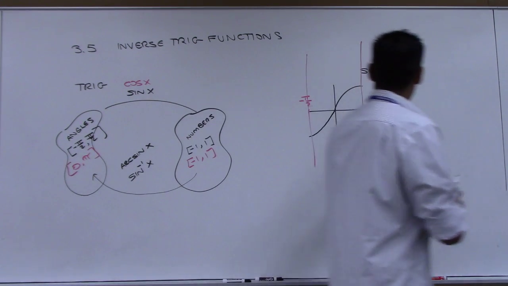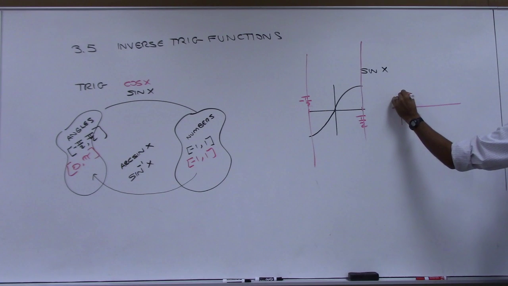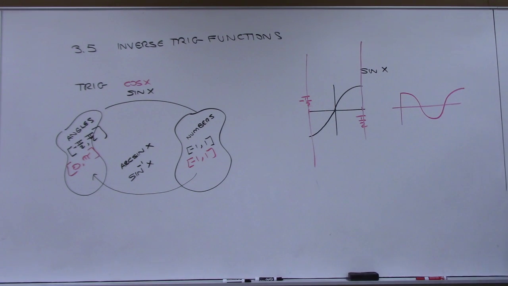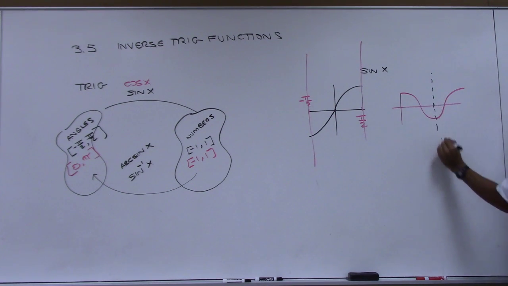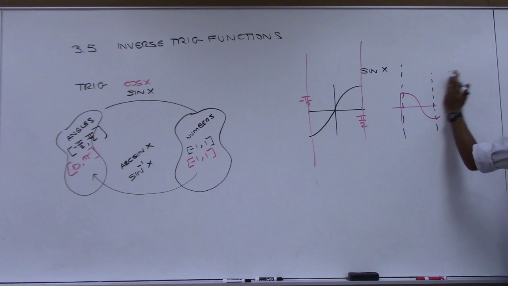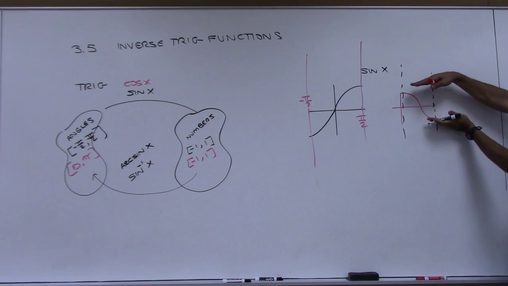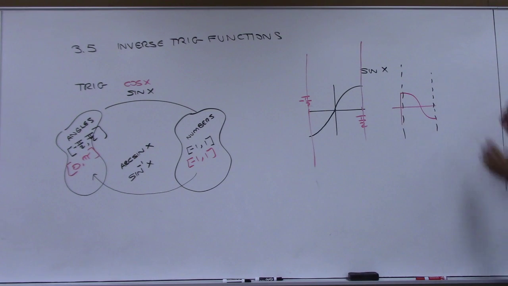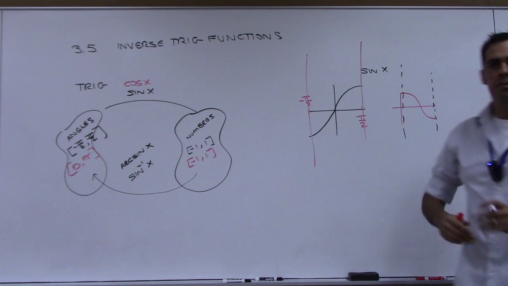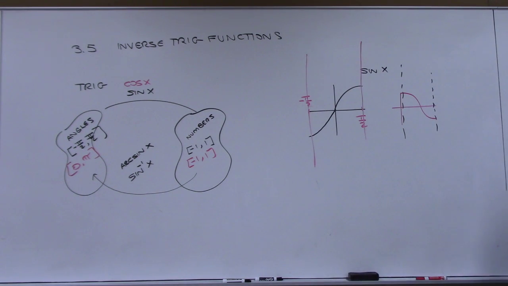And that comes from this picture. Cosine looks like this. And so we cut it right here, like that, and we cut this off. And see, in that little interval, it attains every value in its range. And so that's why the restriction's a little different.